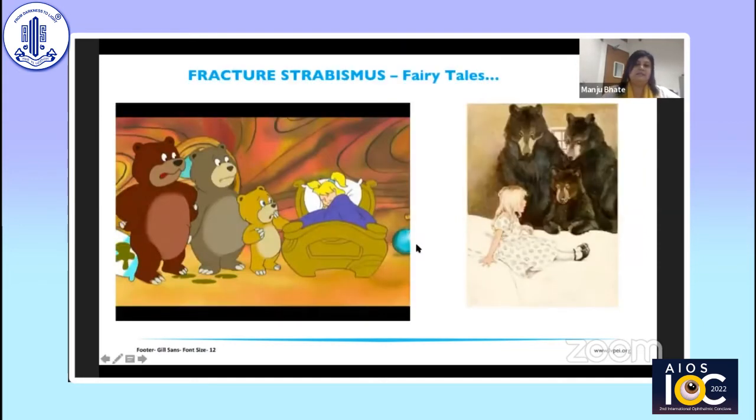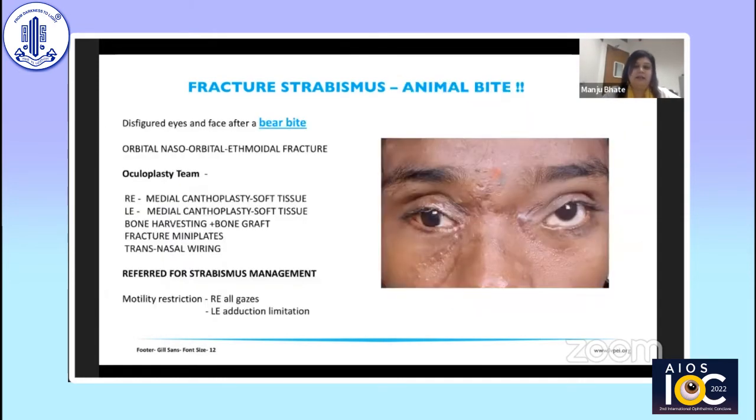Our next case, so I'm just going to take you through, it's not always this fracture strabismus like a fairy tale. And so this is the fairy tale of Goldilocks and the Three Bears. I'm sure most of you would be familiar or have enjoyed it in your childhood. This was like one of my favorites. So it's not always a fairy tale, by which I mean that bears are not friendly. And this little girl, I don't know what she was doing with a bear, but she had a bear bite and she had a fairly disfigured eye and face after that.